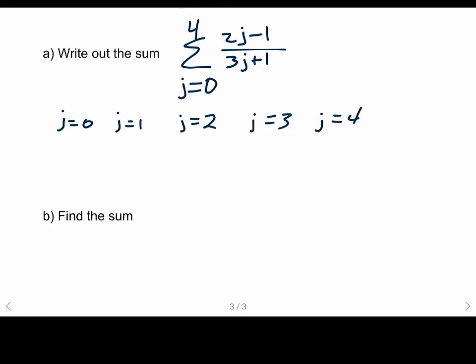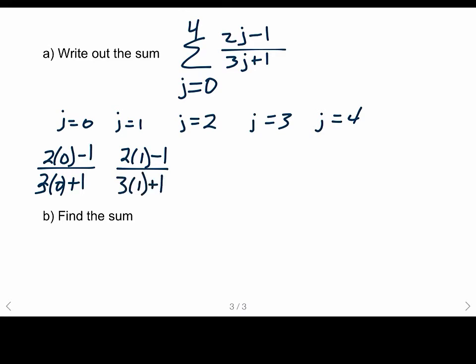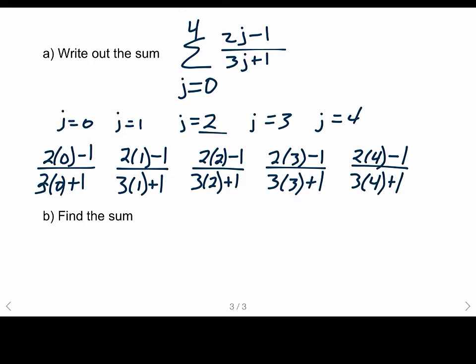It's not necessary to write down j equals 0, j equals... I'm just doing that to show you what's going on. When j is 0, we're looking at 2 times 0 minus 1 divided by 3 times 0 plus 1. When j is 1, we're looking at 2 times 1 minus 1 divided by 3 times 1 plus 1, and so on, putting 2, 3, and 4 in place of j in each of the terms as appropriate.